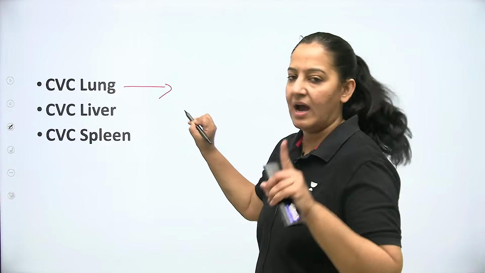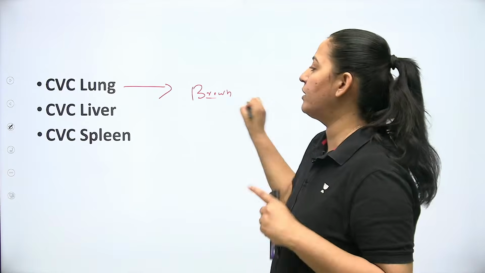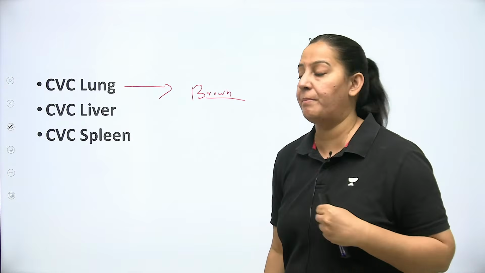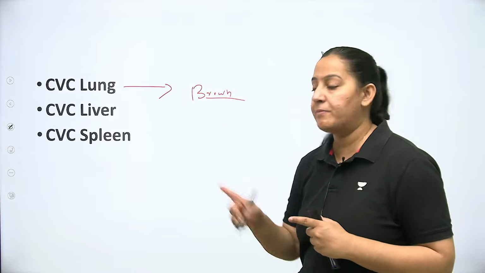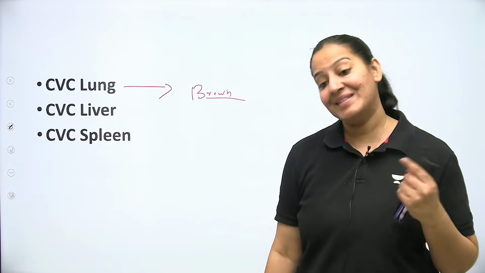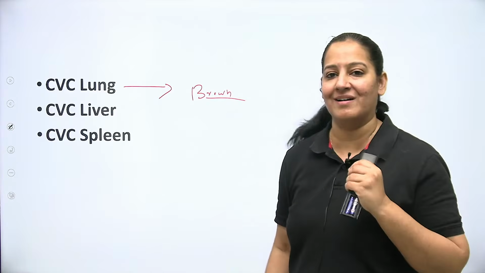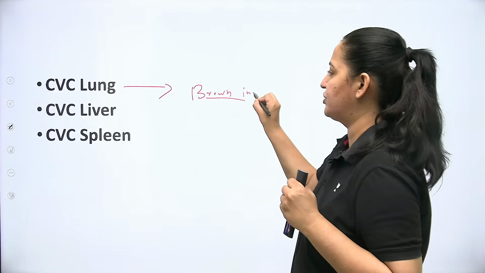So in the gross, I taught one thing, brown induration of the lung. What is the reason for brown induration? I said I will tell you later on. Brown induration is due to hemosiderin-laden macrophages. Hemosiderin is brown in color. So in the entire lung, we have multiple hemosiderin-laden macrophages, which give brown color to the lung. So this is the reason for brown induration of the lung.